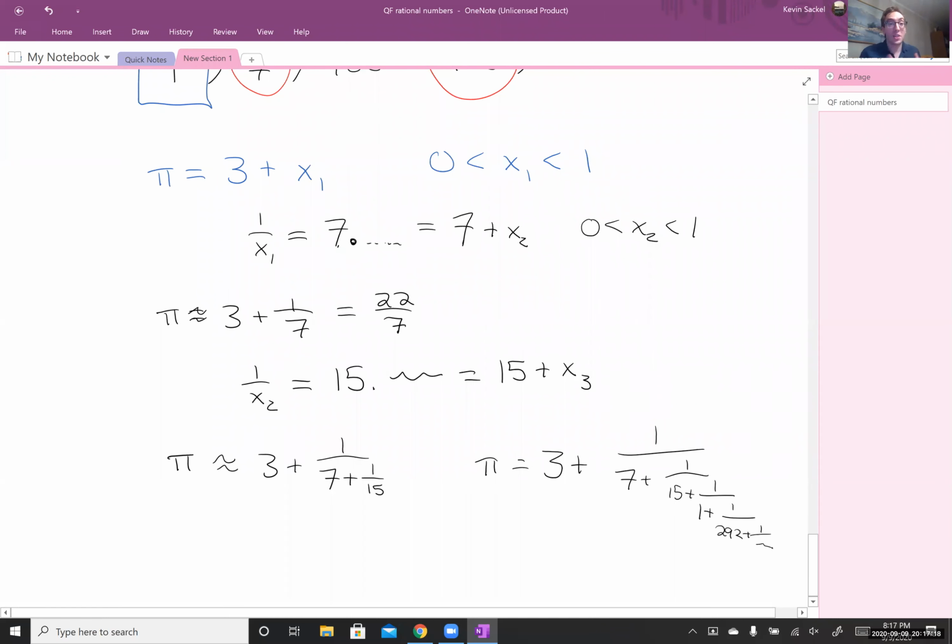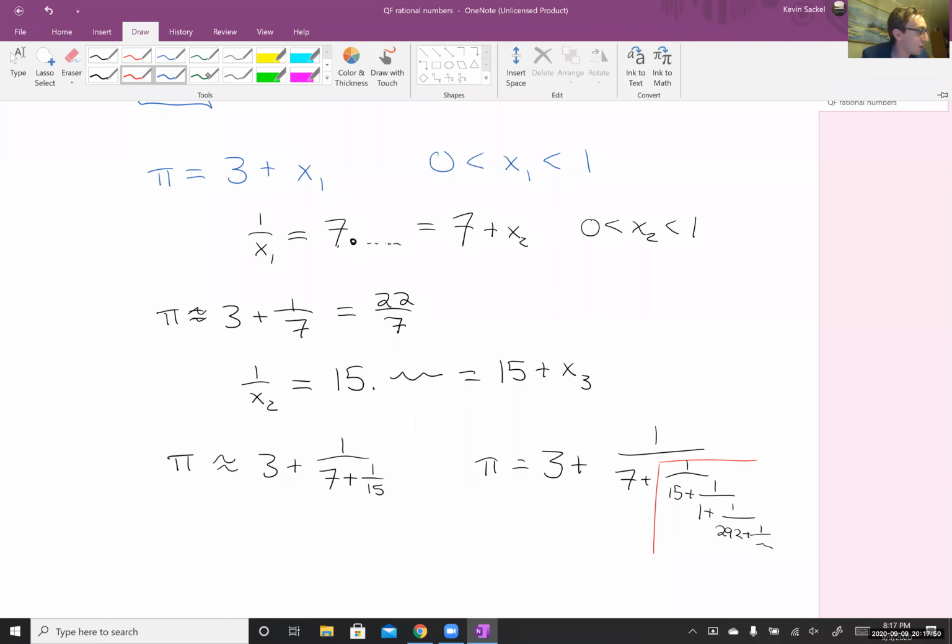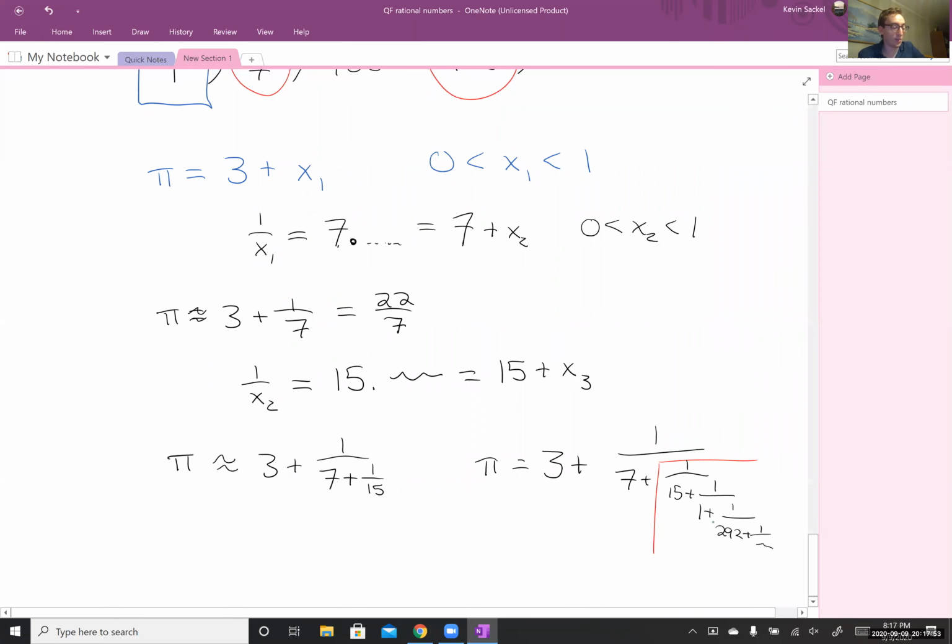So why are some approximations really good? Well, let's suppose I stopped at 22/7. So I'm now pretending that this bit is 0. Well, that bit is almost 0. It's 1/15. And 1/15 is really quite small. So just stopping there is already a very good approximation. And what you'll notice is that anytime there's a large number which comes next, so if I stop right here, I have this 292. Well, 1 over 292 is a really tiny number.